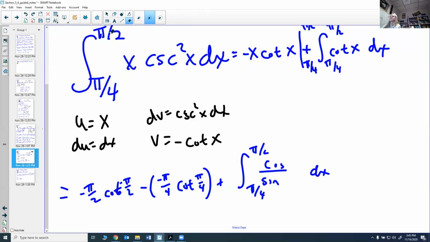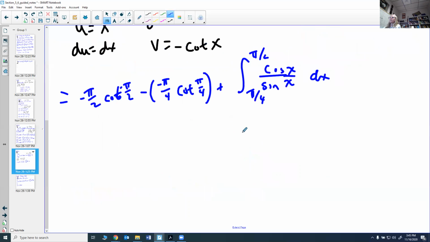Sorry, I switched to t's for some reason. I don't know why I did that. All right, cosine of x over sine. Okay. So now, when I go to do this, I can find these pieces, this first part here, the cotangent of pi halves is, well, cotangent is cosine over sine. The cosine of pi halves is 0 and the sine is 1. So we're going to get 0 here. Plus pi fourths. The cotangent of pi fourths is 1.